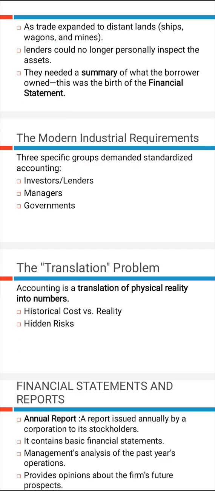And now the next component is the modern industrial requirements. There are three specific groups that demanded standardized accounting: investors slash lenders, managers, and governments. So these are the components. These are the working principles. They perform an important role in making an industrialized environment.